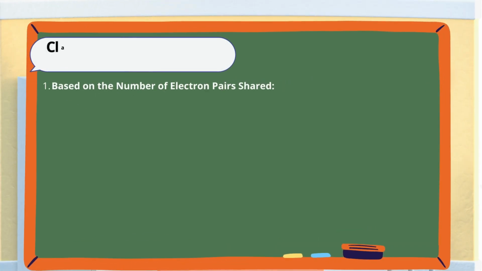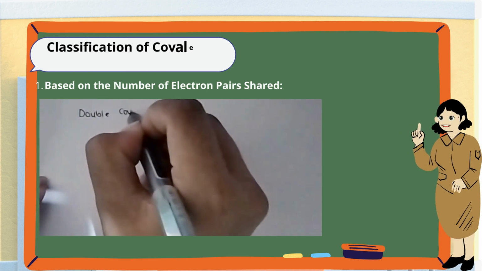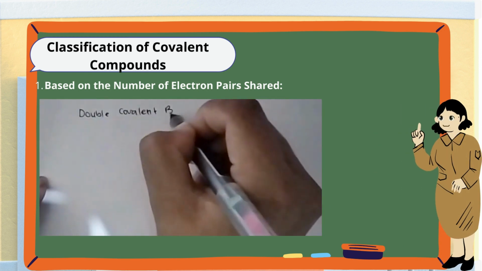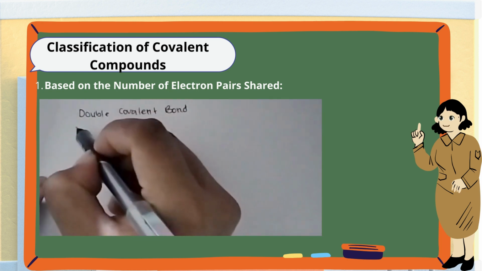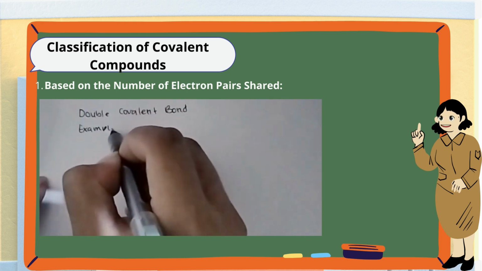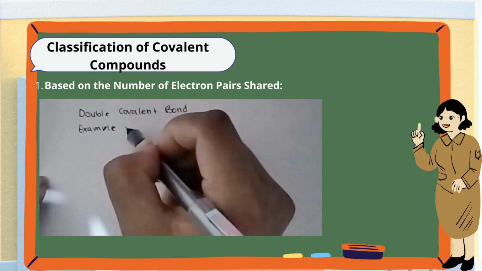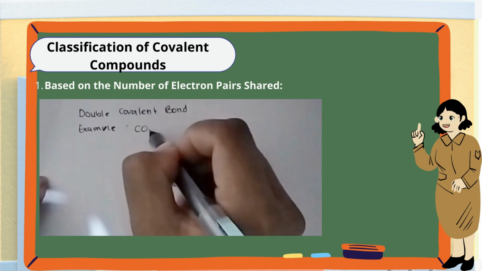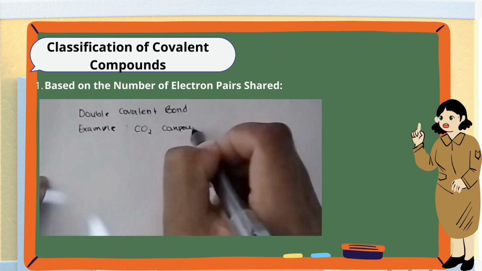The second is double covalent bonds. It means formed from the sharing of 2 electron pairs. For the example, we can see the CO2 compound.